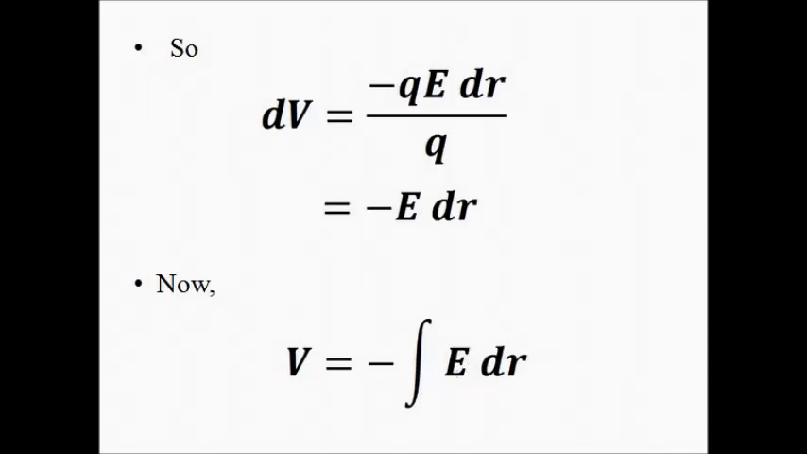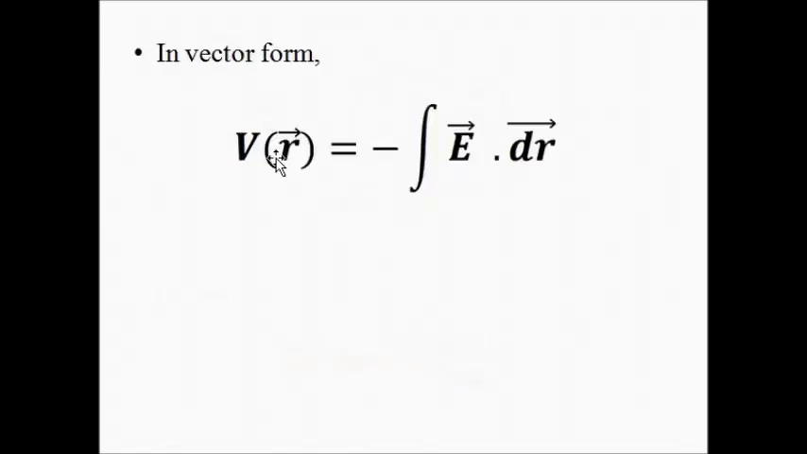Now we know that electric field is a vector quantity, and the displacement is also a vector quantity in a particular direction. So in vector form it is represented as V is equal to minus the whole integration of E vector dot dr vector. So this is the relationship between electric field and electric potential.